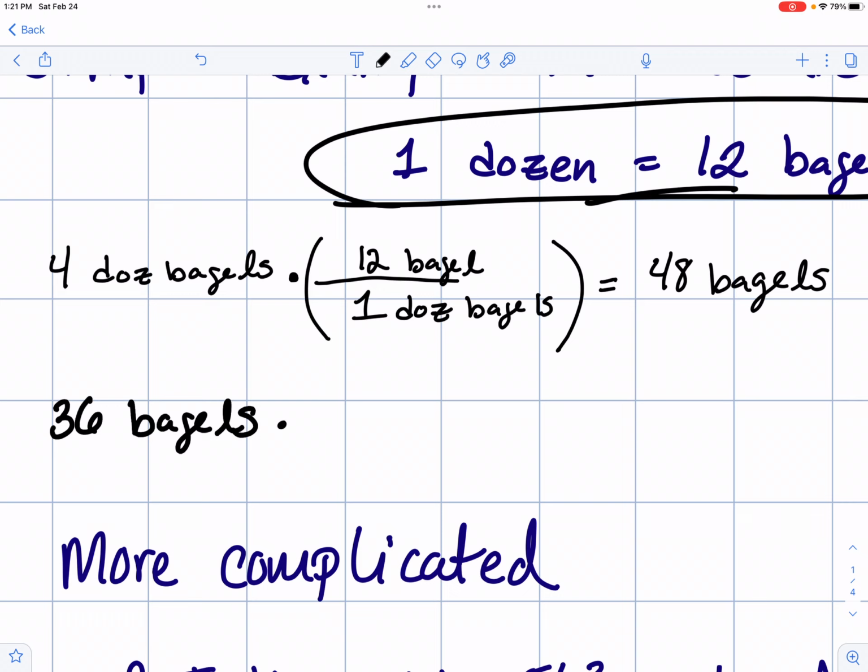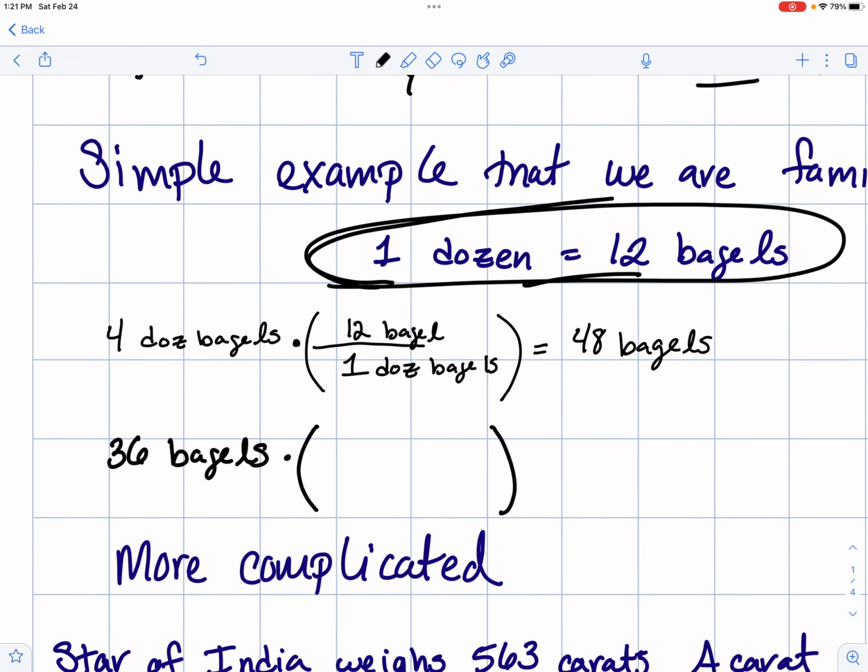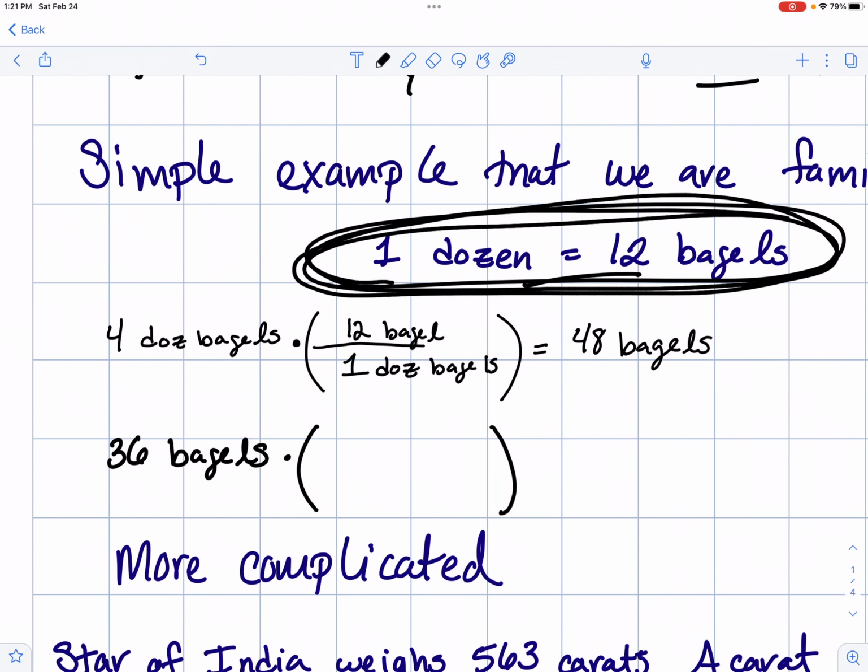So I go back to that idea of my conversion factor. And again, I'm going to use this as my conversion factor. So this is the fact that remains true. 1 dozen bagels is 12 bagels. So I'm going to make my parentheses. Let's see how my numbers fit. Okay, so I've got 36 bagels. I want to get out of bagels. I don't want to be in that unit anymore.